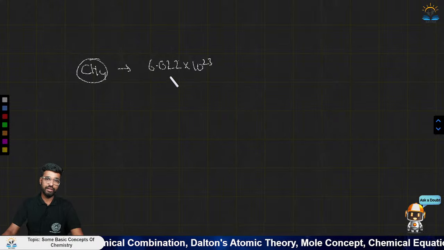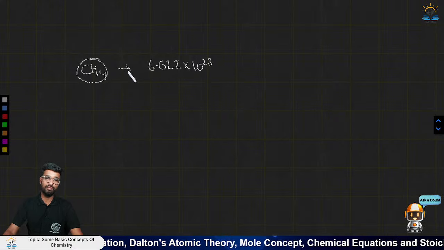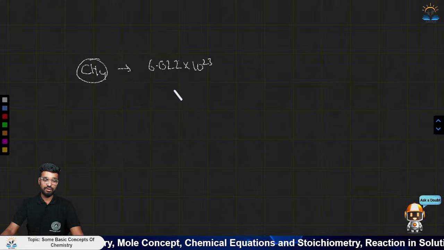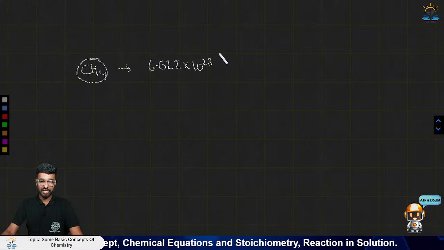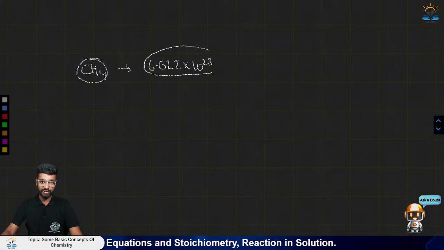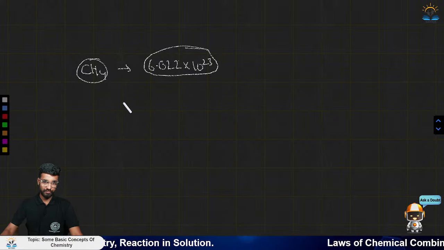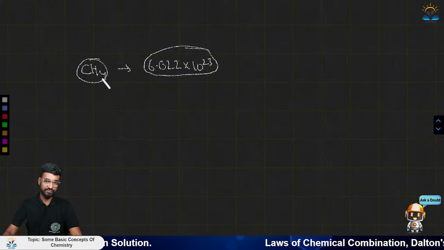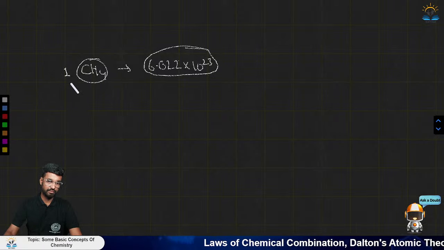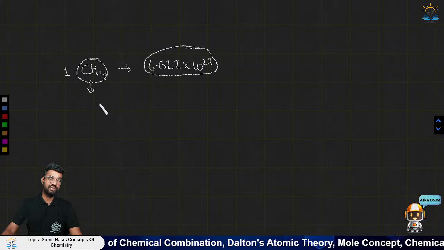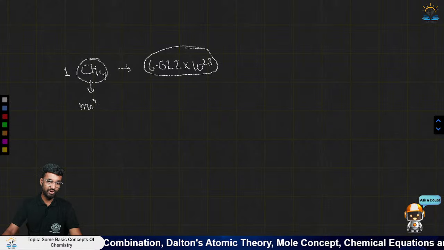So it will be 6.022 into 10 to the power 23 molecules of methane we are taking, and the amount of substance or the gram of substance which contains this much amount of molecules will be called molar mass. So suppose we are having 1 mole of CH4, then the mass of this 1 mole of CH4 will be called its molar mass.